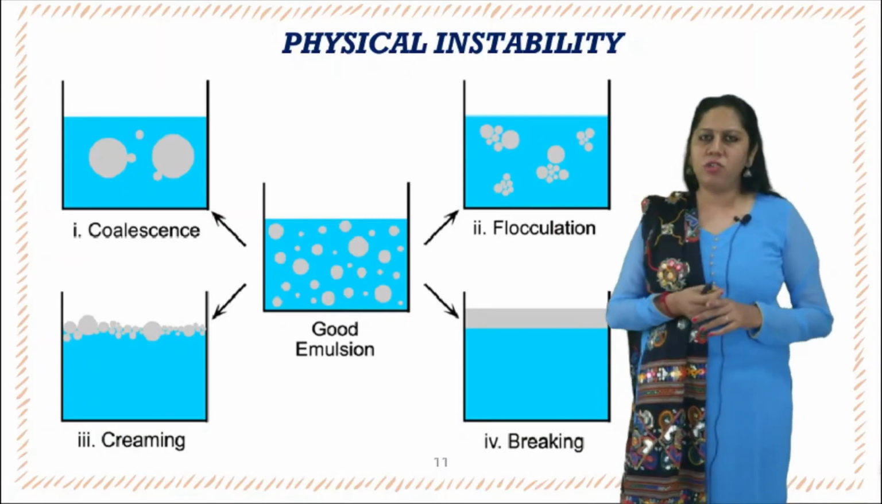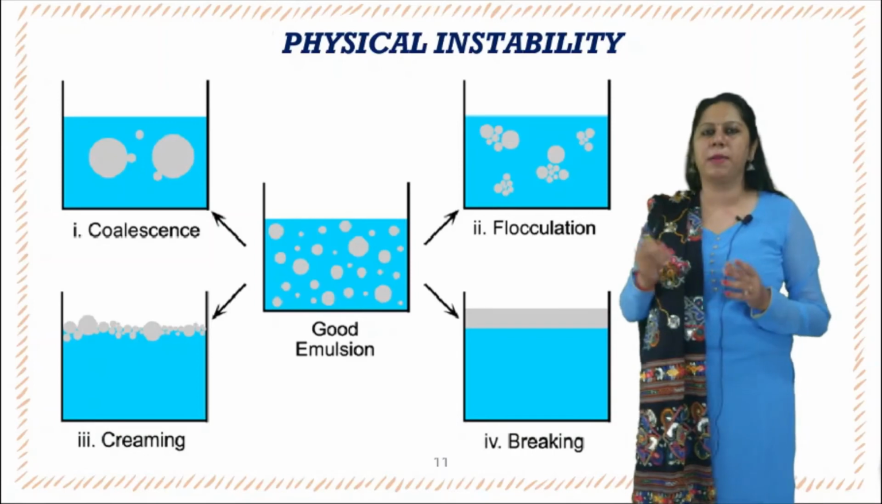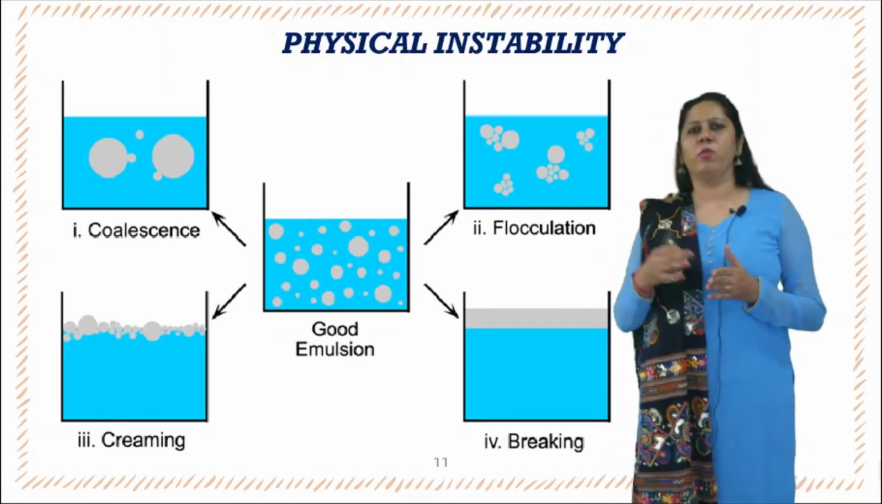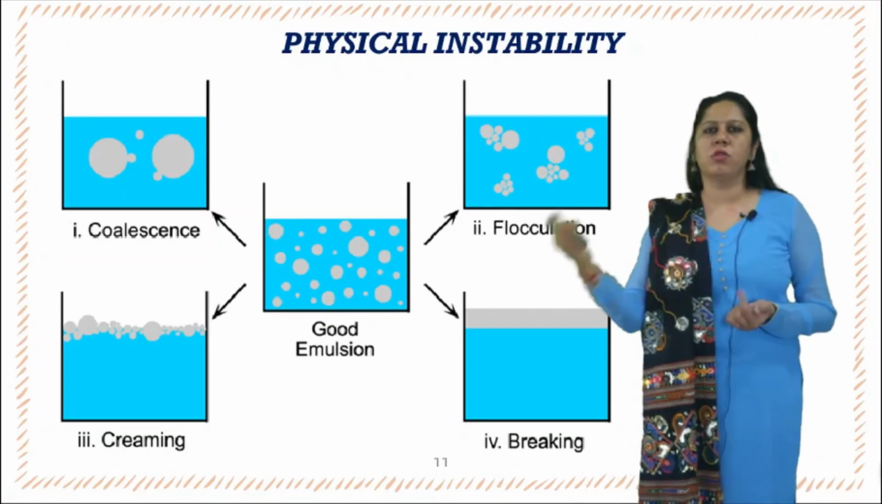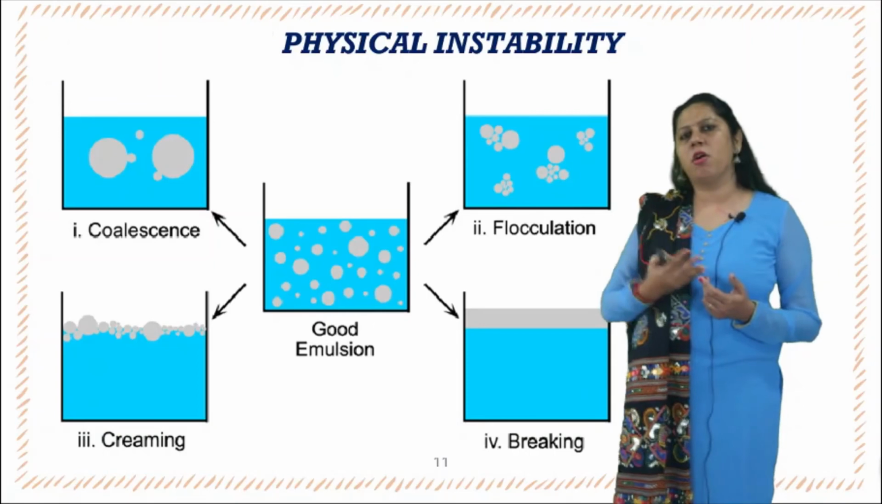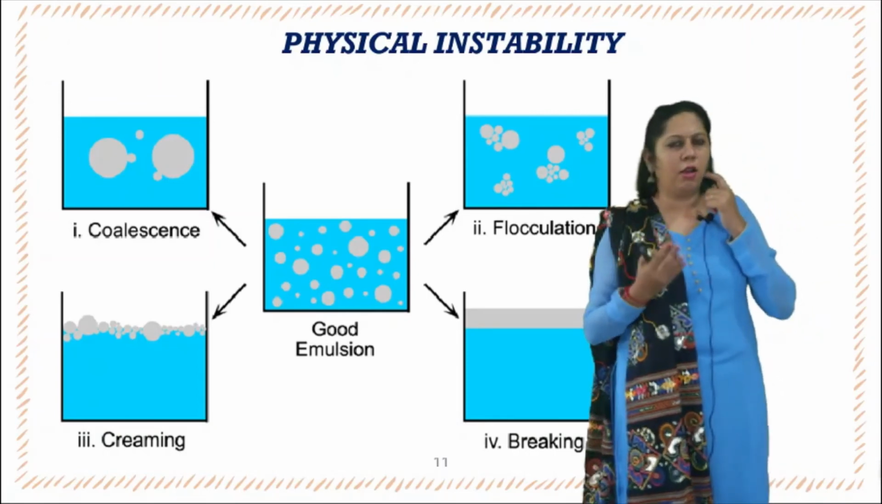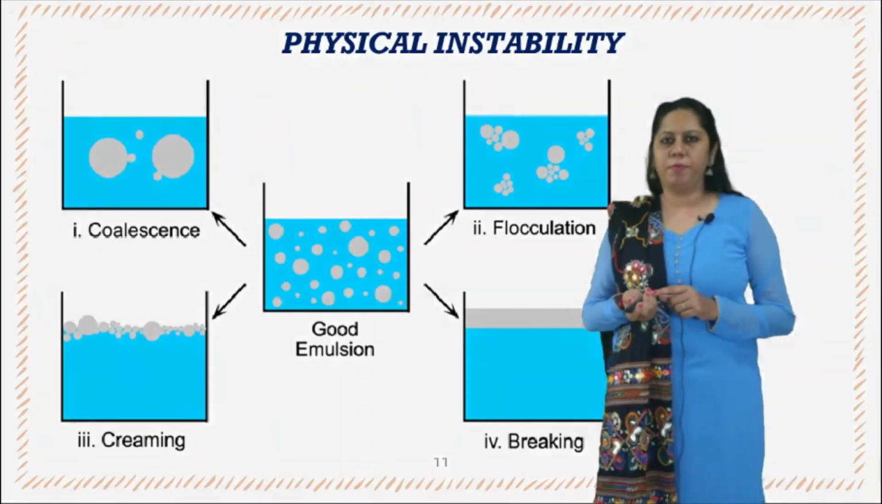The surfactant should be chosen according to the HLB value, that is the hydrophilic lipophilic balance. If you are preparing an oil in water emulsion, obviously you will choose an emulsifier which is soluble in the water phase. So whichever is the majority phase, according to that you will select the emulsifying agent.